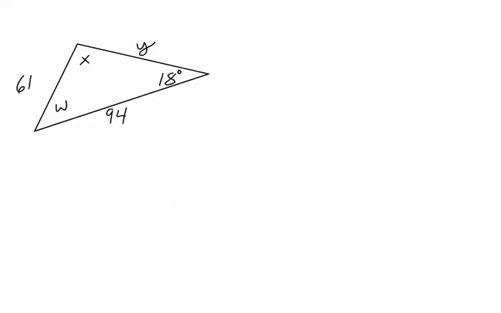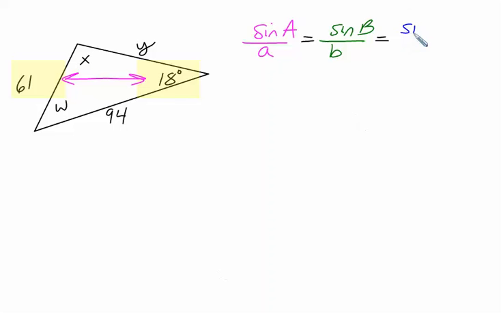In this case what we do is we find an angle. When we have an angle and a number directly across from each other, that's when we can use the law of sines. Now remember what the law of sines says. It says the sine of an angle divided by the side across from it is equal to the sine of another angle, which we'll call B, divided by the side across from it, which is also equal to the sine of the third angle divided by the side across from it.